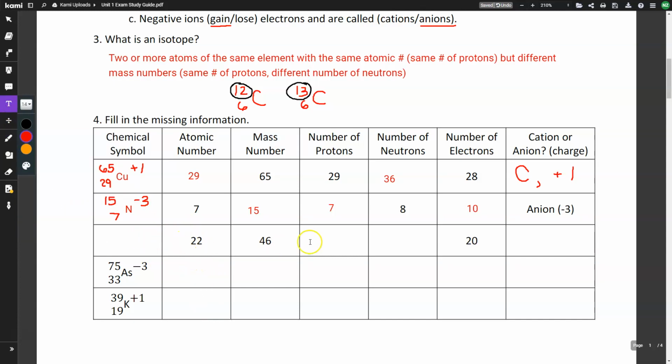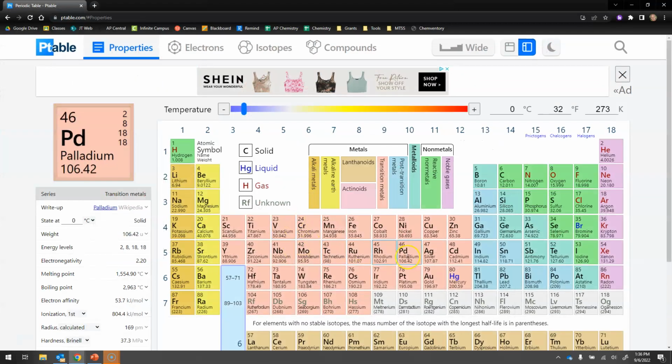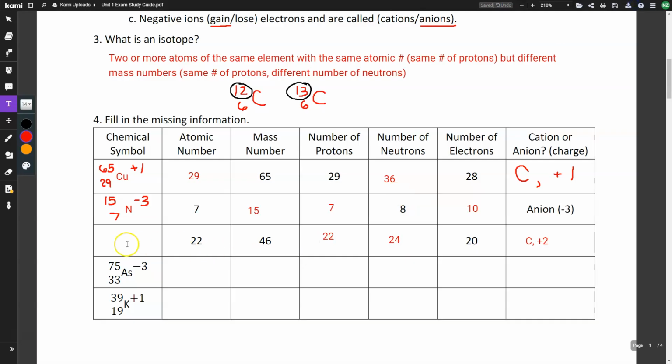Okay, third line. 22 is the atomic number, so that's going to be the number of protons. 22 protons, 20 electrons means we have a cation with a +2 charge because there are 2 more protons than electrons. Mass number is protons plus neutrons. So if we know the mass number, we can subtract the number of protons to get the number of neutrons. 46 minus 22 is 24. And then we would need to look up number 22 on the periodic table, which is titanium, Ti. So 22 is our atomic number, 46 is our mass number, and our charge is +2.